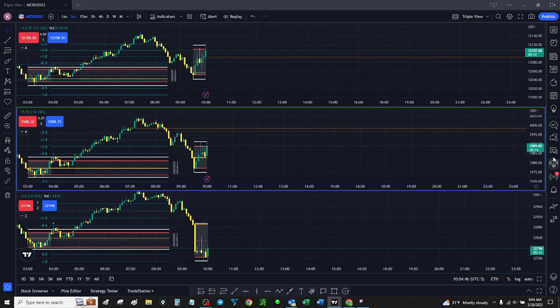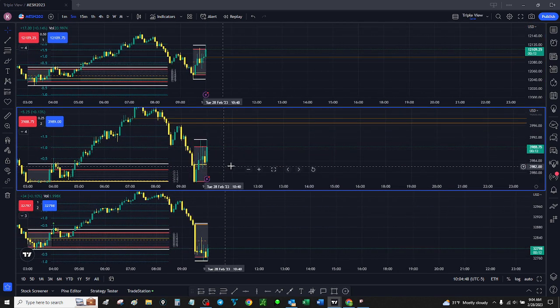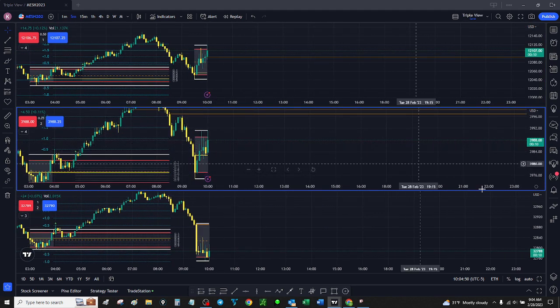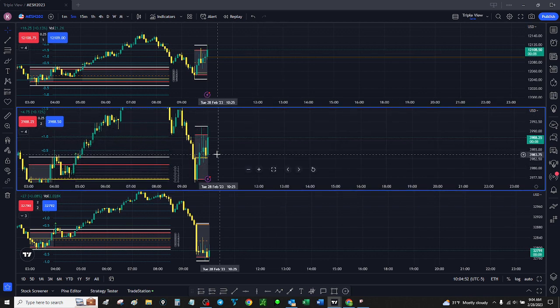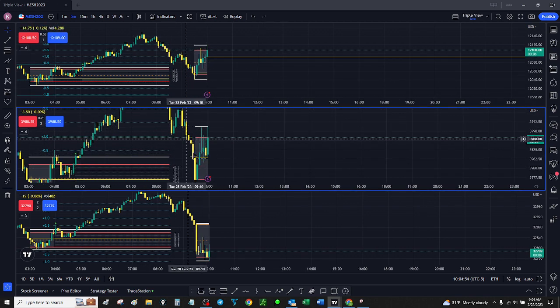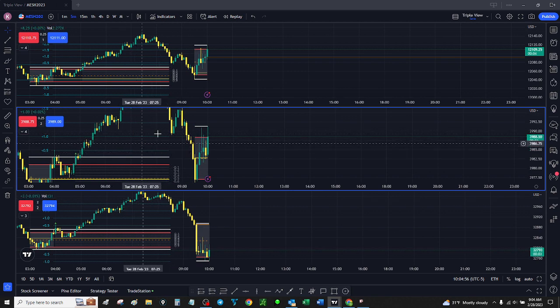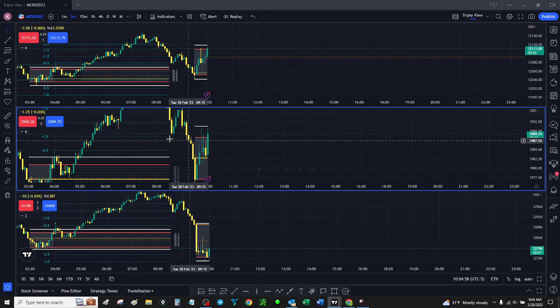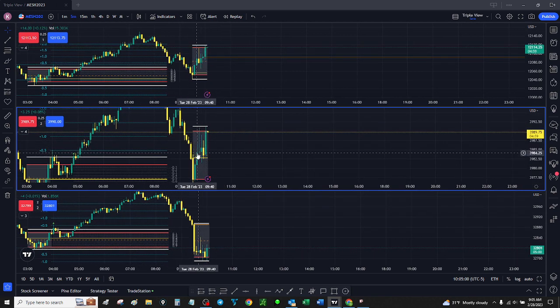So here's a 5 minute example, and I'm doing the same thing with the divergence over here, but I'm also running the DR IDR on all three indexes in case I want to buy ES, NQ or YM. I've got all three of them right here. But this is the 5 minute right here.